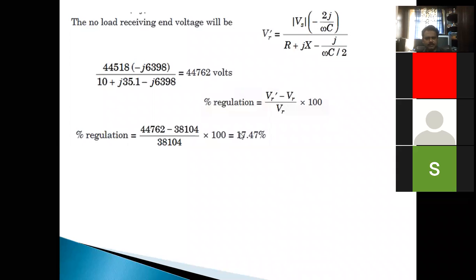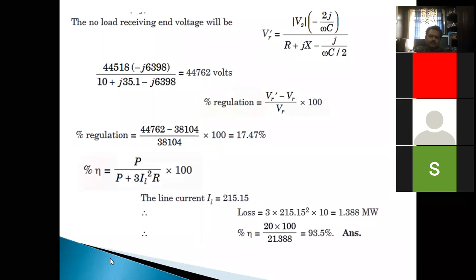So here it is 17.47 regulation, and the efficiency is equal to P output by output power plus 3 into I square R. This is IL square R, where IL is the current passing through resistance. So that is IL square R multiplied with 3 phase losses, output power by output power plus losses. We will get efficiency.